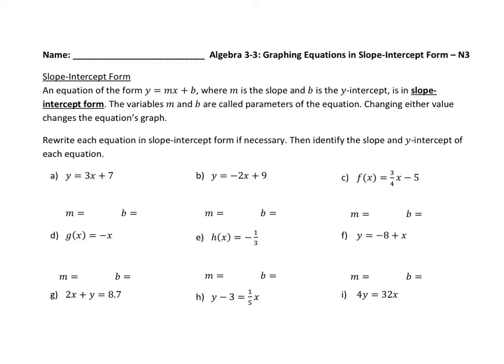Algebra Unit 3, Lesson 3, Notes 3: Graphing Equations in Slope-Intercept Form. An equation in the form of y equals mx plus b, where m is the slope and b is the y-intercept, is in slope-intercept form. The variables m and b are called parameters of the equation. Changing either value changes the equation's graph.